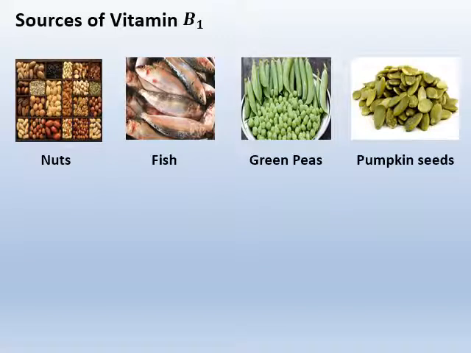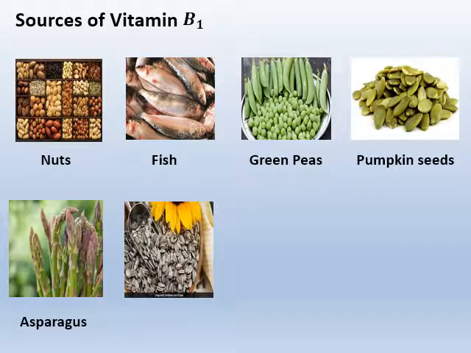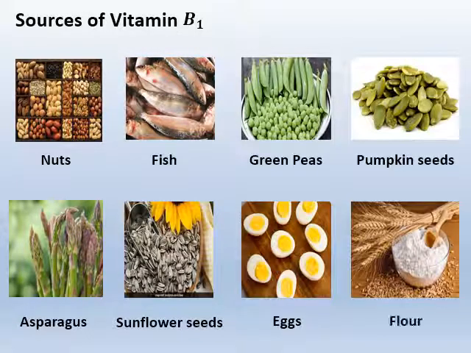So you can consume them every day. And the next one we learned about in the first lesson, that is asparagus. The next ones are sunflower seeds, eggs, and rice flour or wheat flour. These are all sources of vitamin B1, which are very important, also to avoid the disease called beriberi.